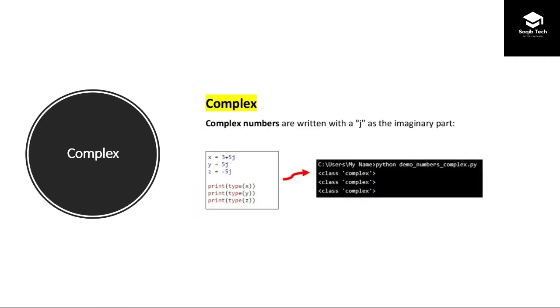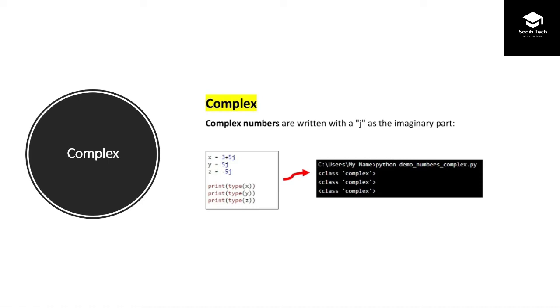When looking at complex numbers, if we write x is equal to 3 plus 5j, look, we can add a complex number with an integer. This will also be a complex number. 3 plus 5j is a complex number, although it has an integer in it. Similarly, y equal to 5j and z is equal to negative 5j. All of these have the same data type, which is the complex data type.